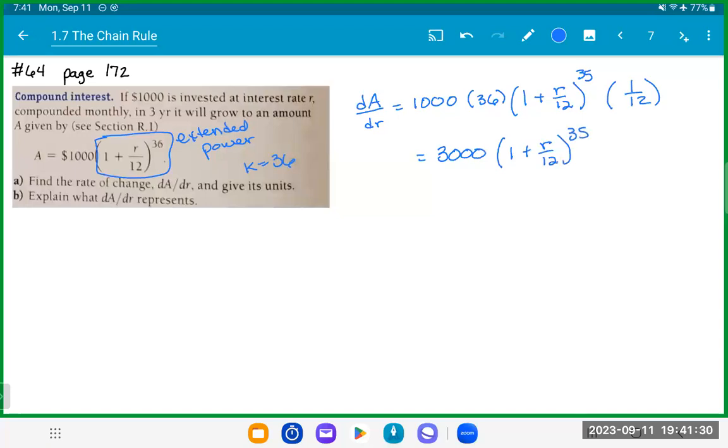Okay. And the units here are dollars per interest rate. Okay. And so basically, what this is telling me, this is the rate of change in the amount as the interest rate changes. Okay. Question.